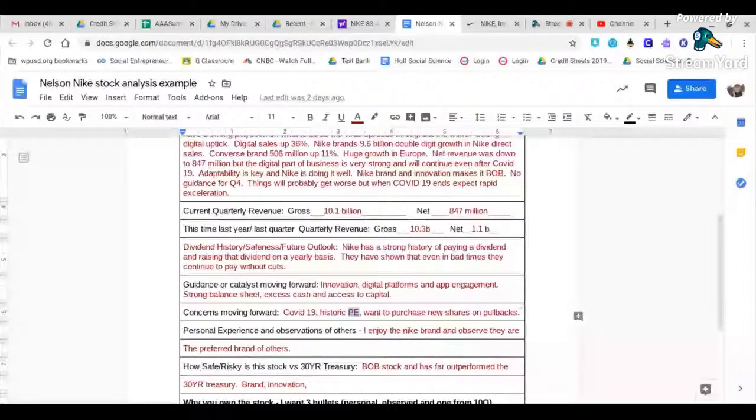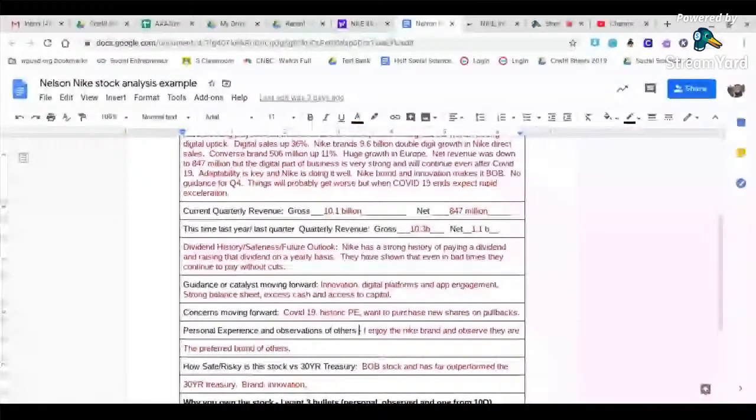Personal experience and observations. I enjoy the Nike brand and observe they are the preferred brand of most people. How safe or risky is this stock versus the 30-year treasury? Well, this is a Bob stock, all right? Best of breed stock. They have far outperformed the 30-year treasury. They have a great brand name and innovation. People love Nike, and Nike has totally outperformed the 30-year treasury.